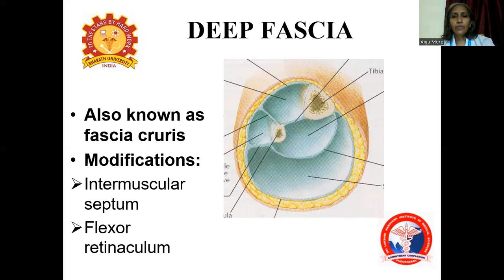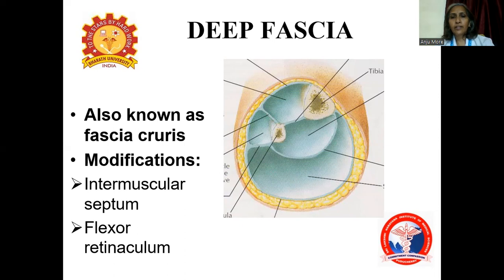Now, as we have seen in the other limb compartments, the deep fascia is the thickening of the fascia, and this fascial thickening forms a tight sleeve which holds all the structures within the appendage or within the limb. So the deep fascia is also named as fascia cruris, and the modifications of the fascia cruris include intermuscular septum and the flexor retinaculum.